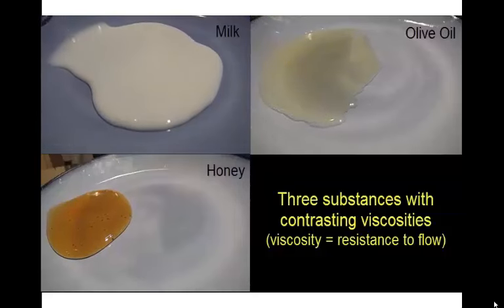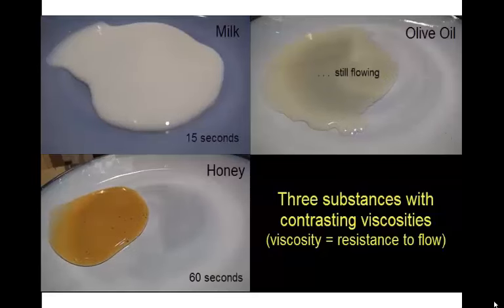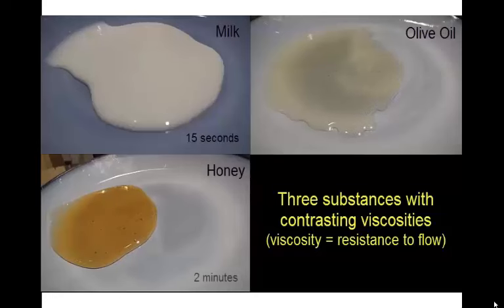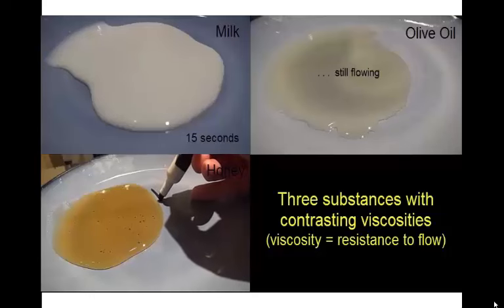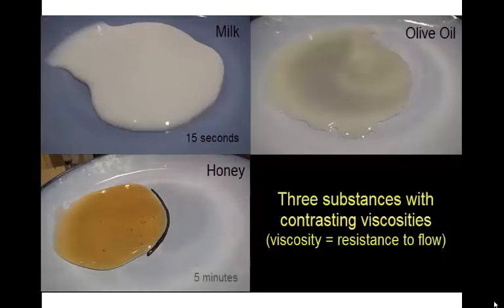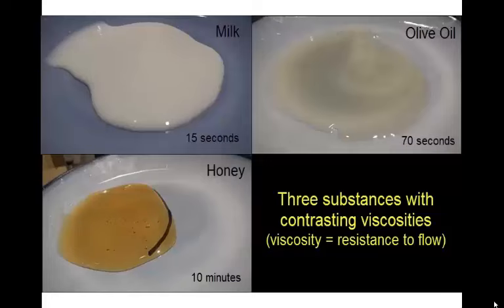Everyday materials have a range of viscosities. Liquids that flow easily, like water and milk, have a low viscosity. Oils, things like olive oil or canola oil, typically have more resistance to flow and will take longer to flow a similar distance. Thicker substances such as syrup or honey have higher viscosities. They'll exhibit more resistance to flow and will take a much longer time to travel the same distance.